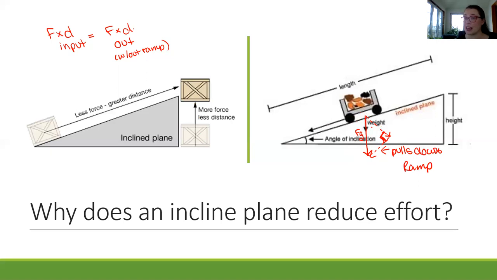So the reason we have less force is some of the gravity holds the box on the ramp, while the rest of gravity is what we have to push against to push it up. And it's only a portion of the gravity. So that's why an inclined plane reduces the effort. Okay, it helps support some of the gravitational force. Now, the steeper the ramp, the more of that force of gravity is going to be pulling it down the ramp. So the harder we're going to have to push up, or the more effort we'll have to put in.